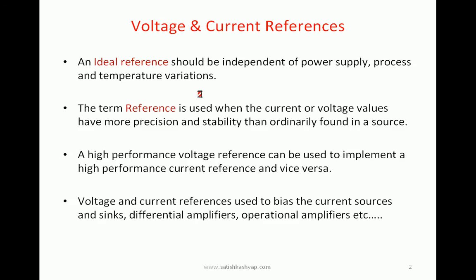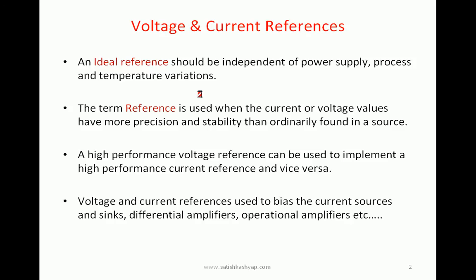First, an ideal voltage reference or current reference should be independent of power supply, process, and temperature variations. Once you have designed a reference, let us assume a 2 volt reference, that has to be independent of power supply. Even though the power supply changes, that reference should not change, and even though the process changes, it should not change. Even though the temperature changes, the value of the reference should not change. It must be 2 volts only. So it must be independent of 3 important parameters: one is power supply, second is process, third is temperature.